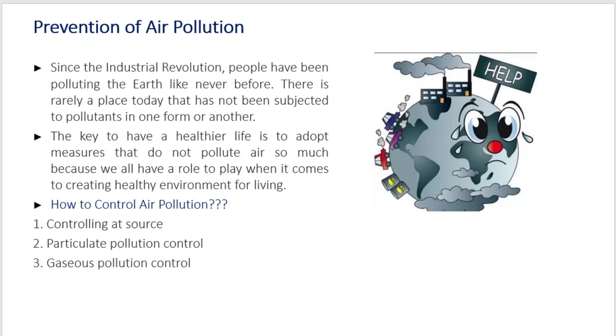Since the industrial revolution, people have been polluting the earth like never before. There is rarely a space today that has not been subjected to pollutants in one form or another. That means there is no space on the earth which is free from pollution. There is some kind of pollution, it always happens there. And when the industrial revolution started, such kind of things started to happen. The key to having a healthier life is to adopt measures that do not pollute air so much, because we all have a role to play when it comes to creating a healthy environment for you.